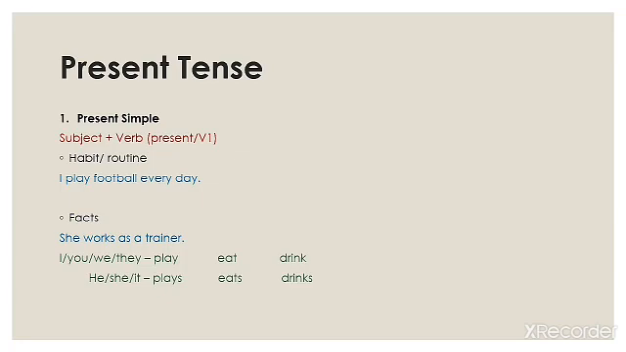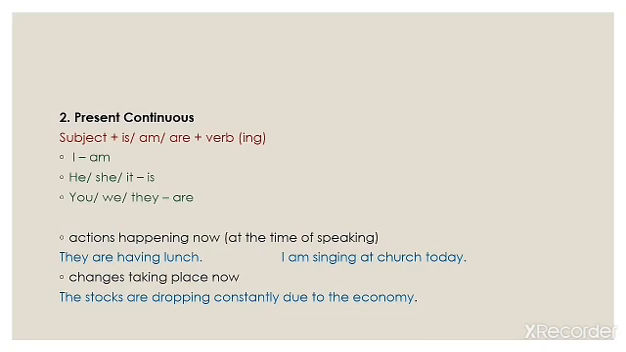Next is present continuous. So what's the rule for present continuous? Yes, subject plus is or are or am plus first form of the verb, and with that we add ing to it. So how do we get to know where we have to use is, where we have to use are, and where we have to use am? It's very simple. With I we use am, with he, she, it we use is, and with you, we, they we use are.